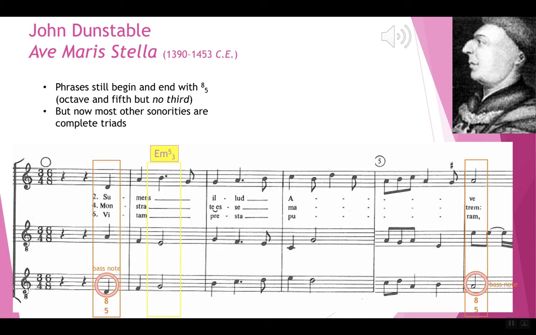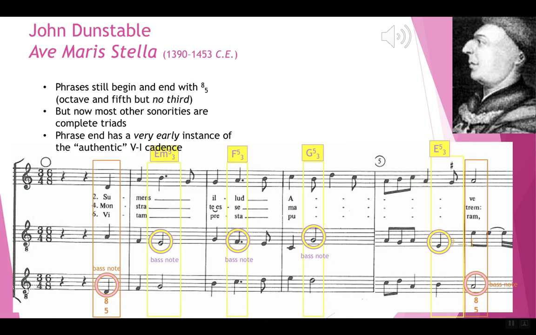So Machaut had some triads. Dunstable's kind of using them, a lot of them. So there's an E minor in there. That guy's the bass note. These guys, those are the bass notes. You can see circled, and then they produce an F major triad, a G major triad, an E major triad there. So he's really got a lot of triads, not all, but lots.